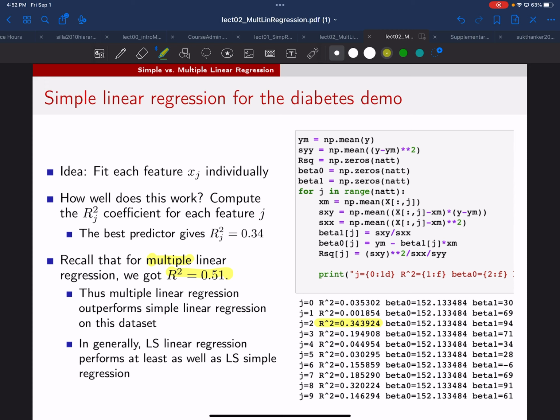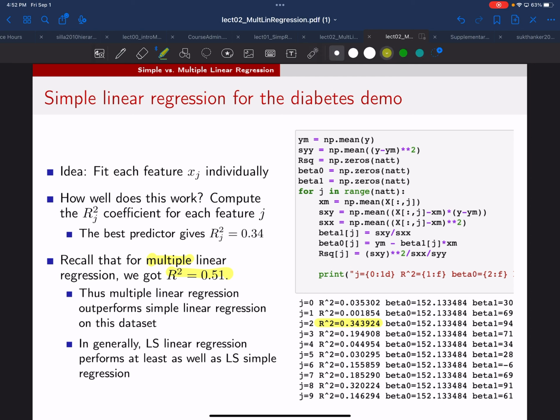Now, some of them do terribly. Like, look at this second one. The R squared is 0.0018. It's barely better than a trivial estimator, right? That's just the best you can do with that feature alone. It's just not a very good feature alone. But you put all these features together, and you can do better than any of them alone.